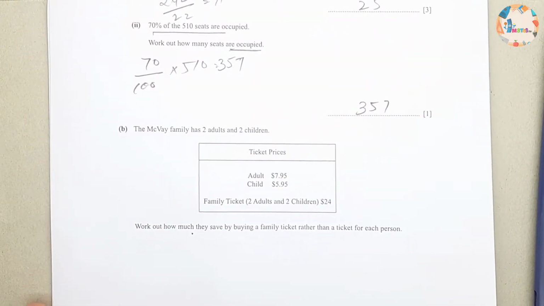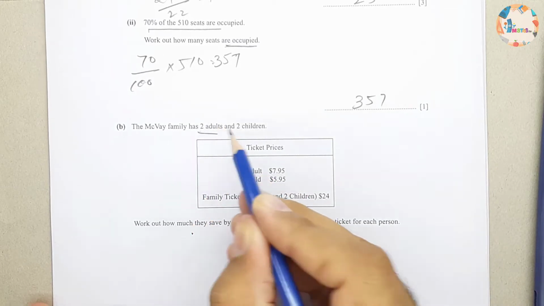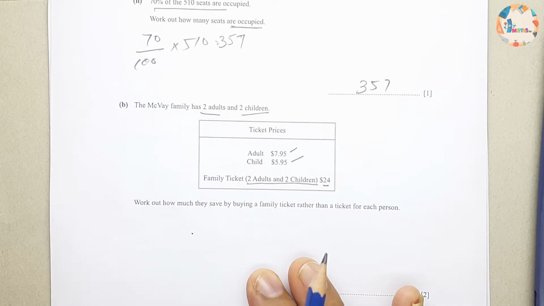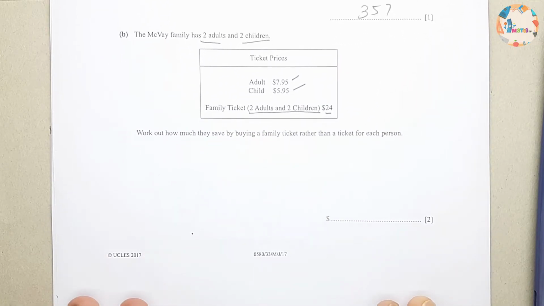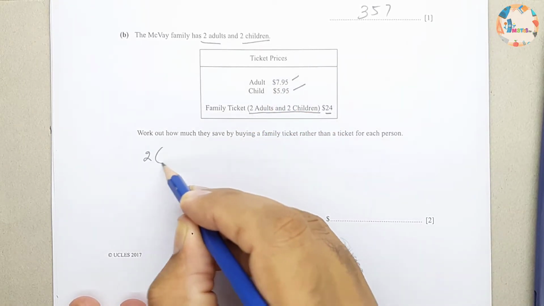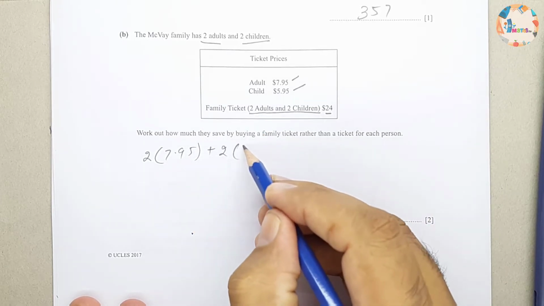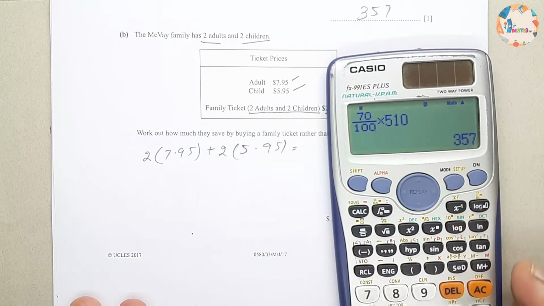Then the McVeigh family has 2 adults and 2 children. A family ticket is 2 adults, 2 children for 24. Work out how much they save by buying a family ticket rather than a ticket for each person. So we can multiply 2 adults, so 2 into 7.95, plus 2 children. So we can calculate this.